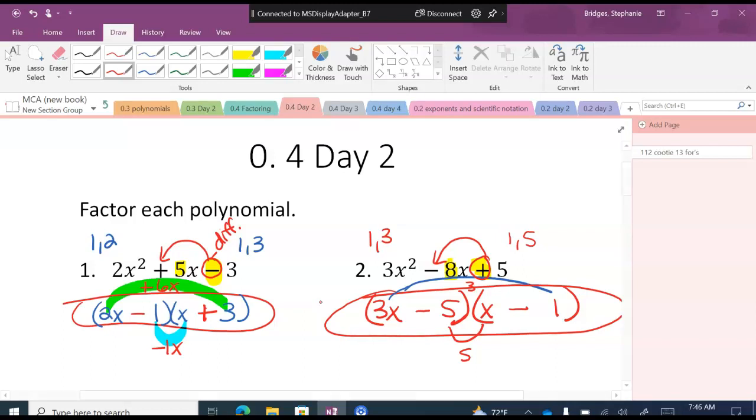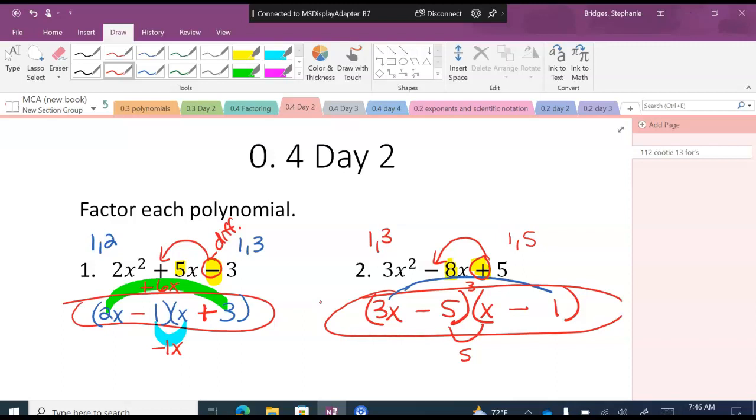All right, so I have 3x squared minus 8x plus 5. So the first thing we're going to do is pull that 3 out. We rewrite the first term and the middle term exactly the same. And we multiply. 3 times 5 gives me 15. I factor this one as it is. I want numbers that multiply to give me 15 and add to give me 8. Which are what, 3 and 5? Same signs, both negative.